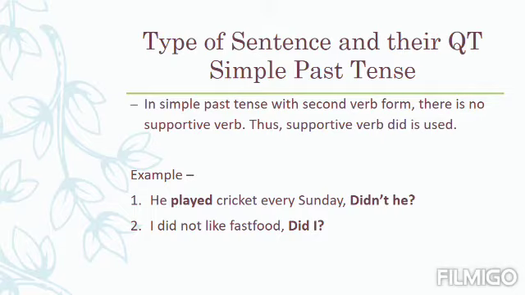Look at the second example, that is I did not like fast food. Here the supportive verb did has already been given. This sentence is negative, so its question tag will become positive. First of all, put the supportive verb did, then put the subject I. Thus, the question tag will become did I. This is how we can make the question tag of simple past tense without a supportive verb.